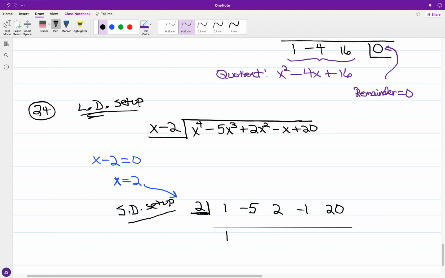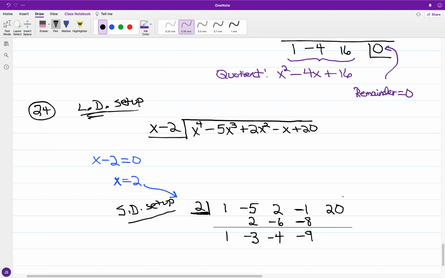Bring down 1. Now 2 times 1 is 2, and negative 5 plus 2 is negative 3. And 2 times negative 3 is negative 6, which is brought underneath the 2 in the next column. And 2 plus negative 6 is negative 4. Next product, 2 times negative 4 is negative 8, and this is placed under negative 1. Combining the negatives, negative 1 plus negative 8 is negative 9.